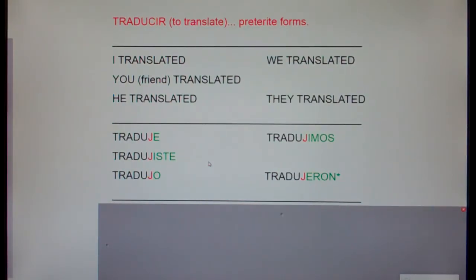Notice in the present tense they randomly stick a Z in there. And again, they don't stick in letters to confuse people or to upset foreigners. It makes it sound better. All right? So in the present tense you had to stick in an extra letter Z in the yo form. Now in the preterite, it's a J in all 5 forms.